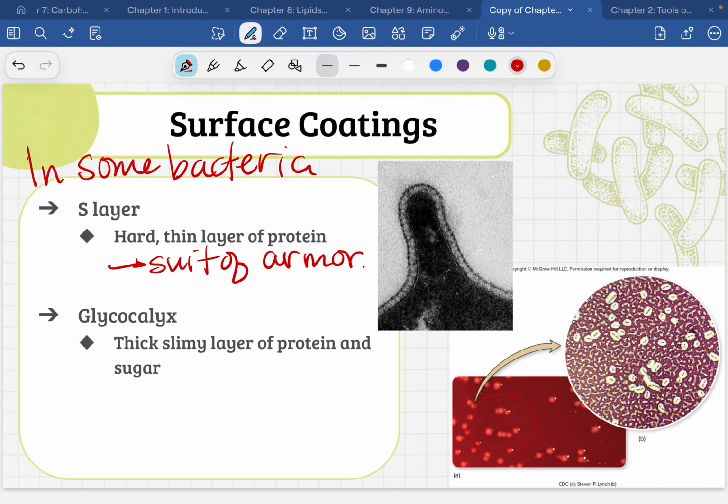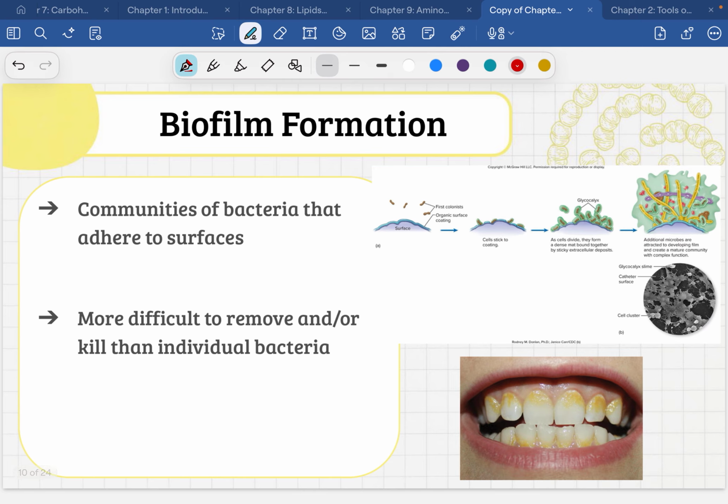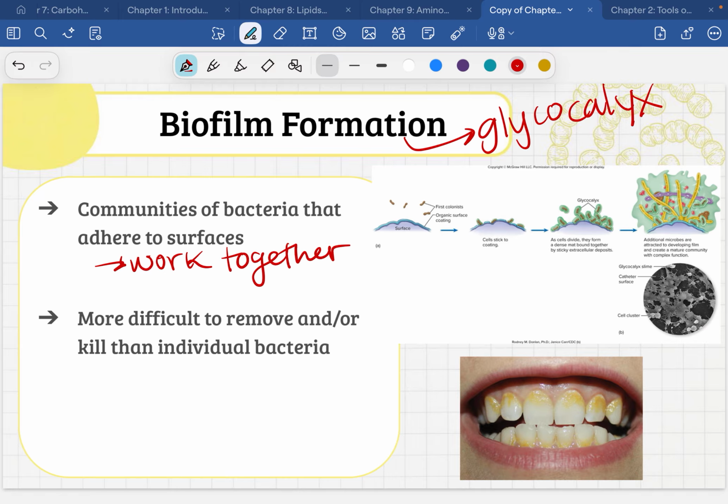Now that glycocalyx is something that is very, very important to something called a biofilm. A glycocalyx is something that's really important to the formation of a biofilm. And a biofilm is a community of bacteria that adhere to surfaces and work together to share resources and survive.